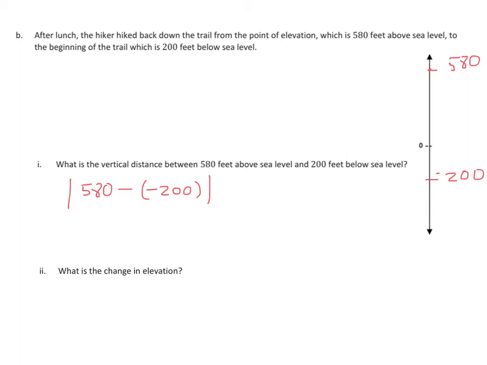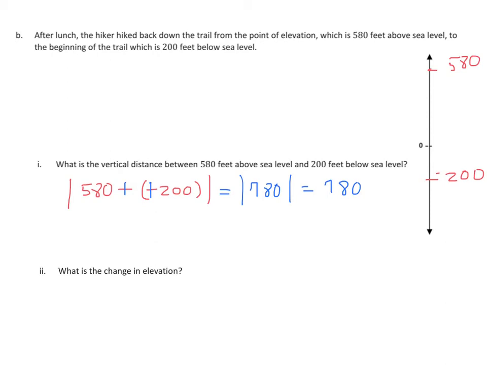So again, we're going to add the opposite. Let's look and see what happens. Add the opposite, so adding the opposite sign, and then that will give us our result. So 580 plus a positive 200 will give us positive 780. And again, we need to take the absolute value of that. And the absolute value of 780 is just 780. And so that's going to be our elevation change, is 780 feet.